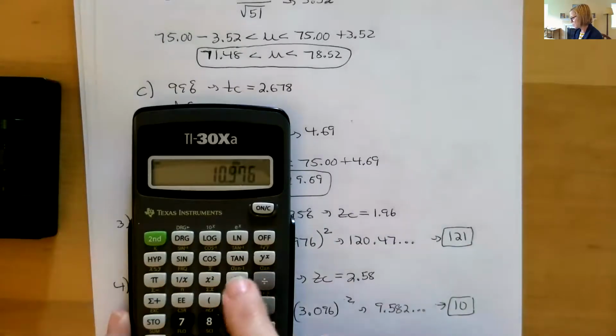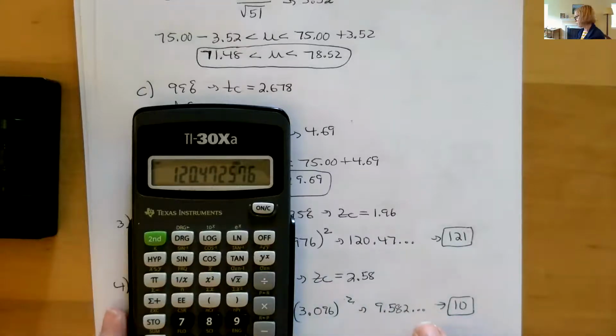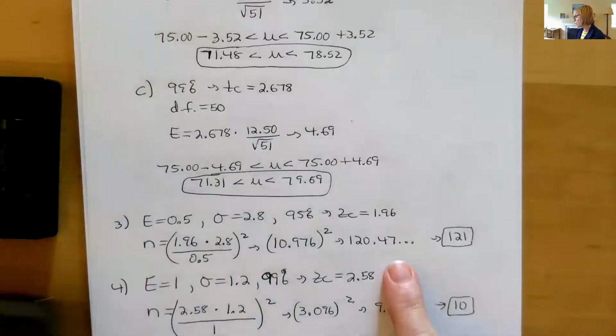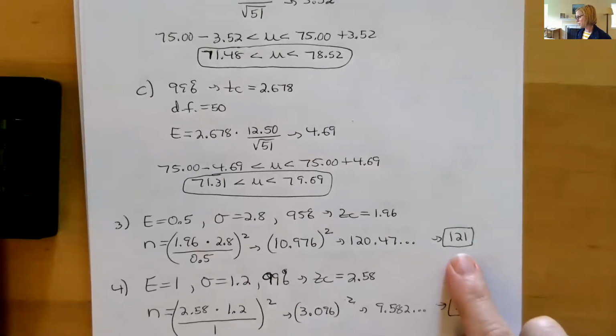We square it, not square root, but square it, which gives you 120.47 something. We always round up because 120 is not enough. We need something more, and you need a whole sample, a whole serving. So it's 121 servings. So you always round up in this case.